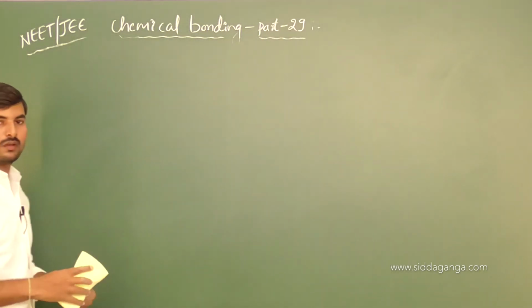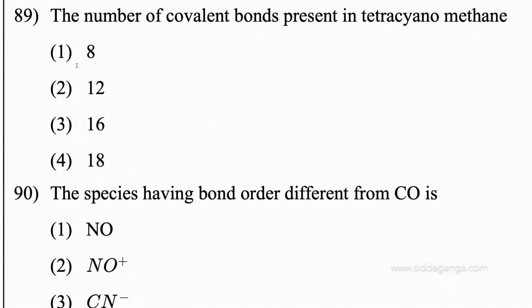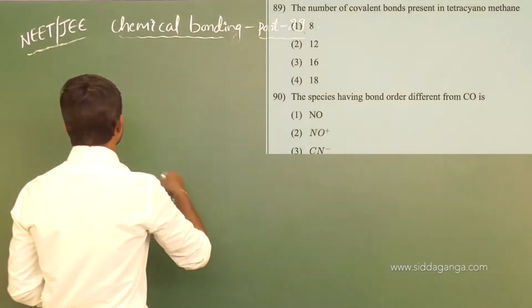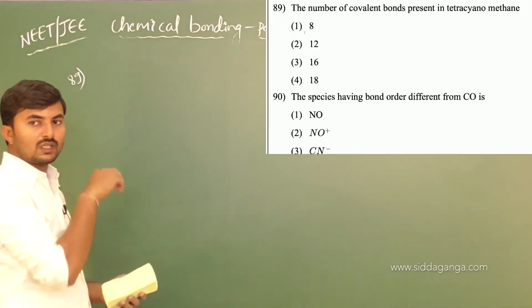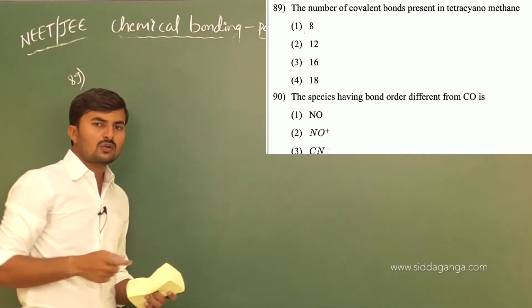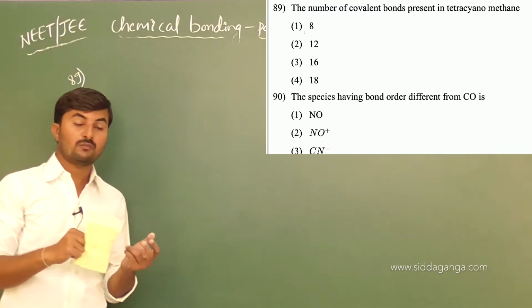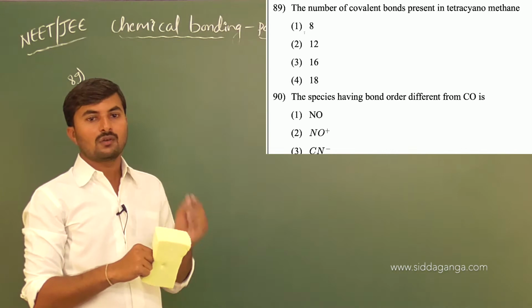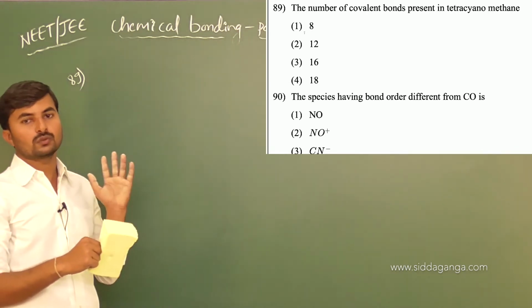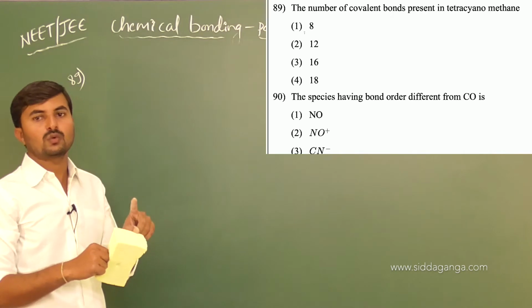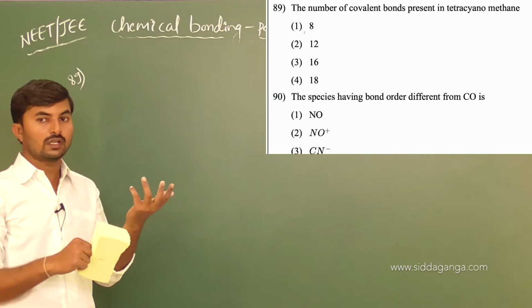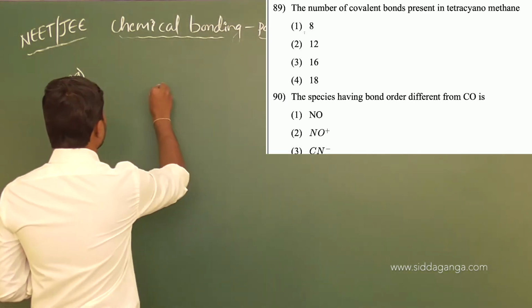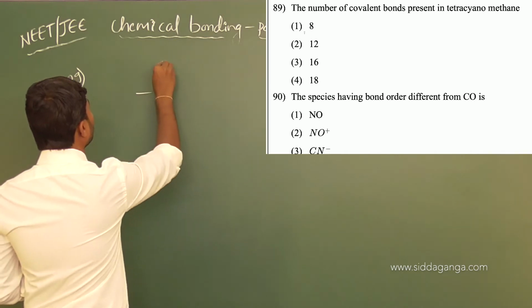So the next question: number of covalent bonds present in tetracyanomethane. In order to find out the number of sigma bonds, number of pi bonds, or number of covalent bonds, first we have to know the structure of the molecule. Only by knowing the structure of the molecule can we easily predict the number of sigma bonds, number of pi bonds, or else the number of covalent bonds. So what is the molecule given here? Tetracyanomethane.